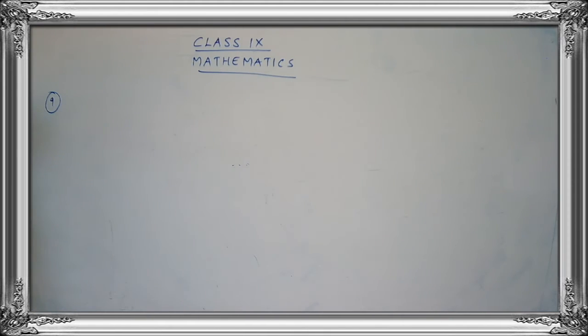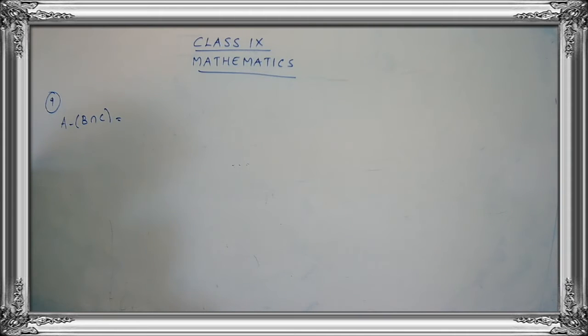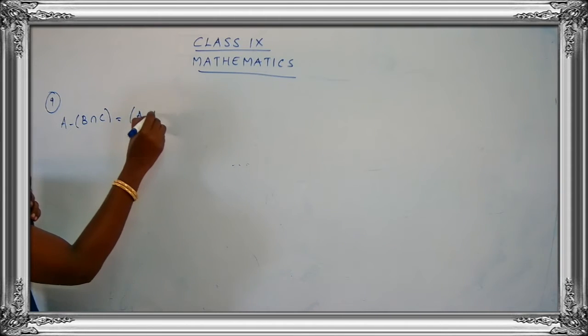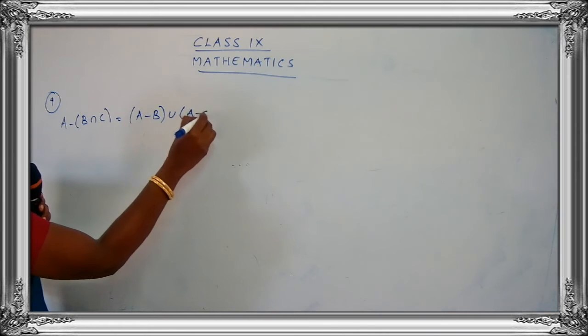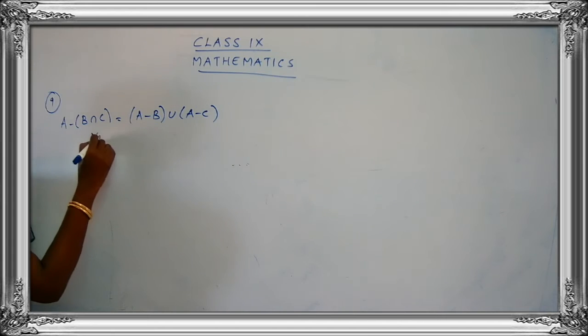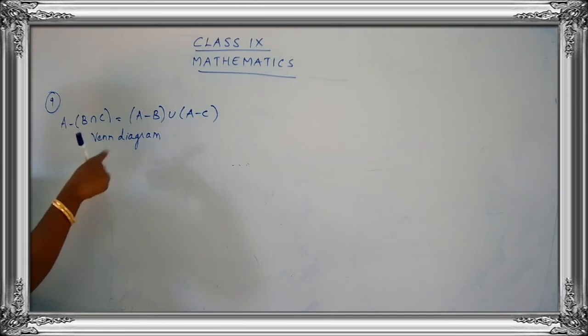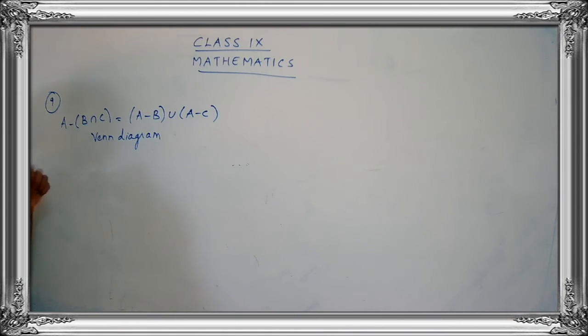Have you taken down the question, children? Verify A minus B intersection C is equal to A minus B union A minus C. And we are going to verify this using a Venn diagram. So you know how to draw a Venn diagram for 3 sets. We have to draw the 3 circles. I have told you to use a pro circle so that the figure will look neat and your time will be saved. Okay children, so try to use the pro circle for drawing Venn diagrams.